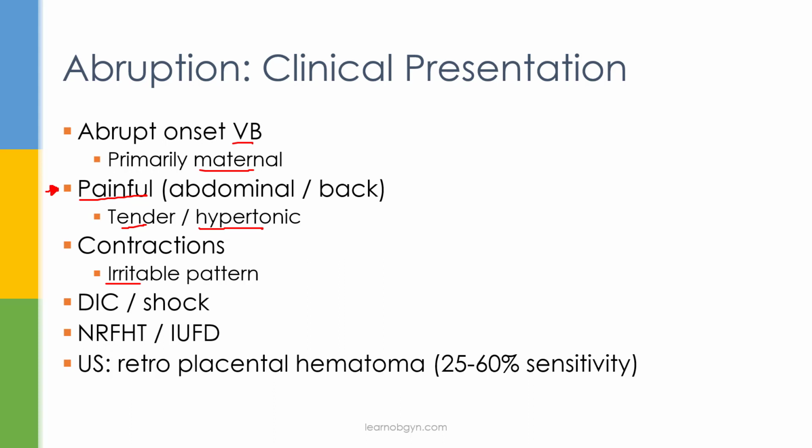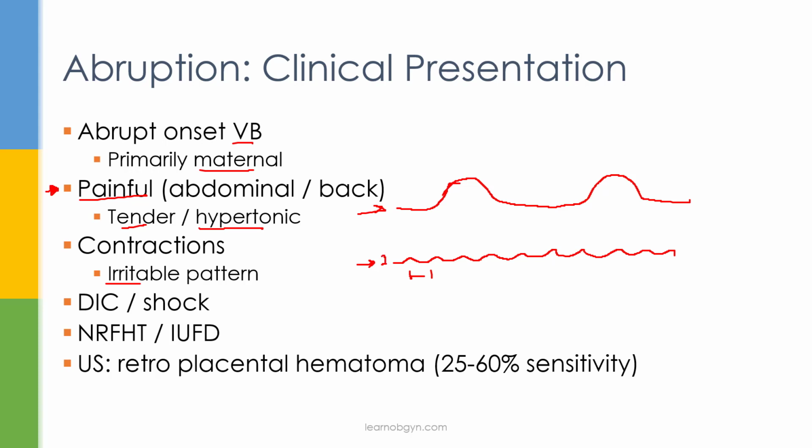And what do I mean by irritable? So if we say that this top pattern here is normal, contractions every 3 minutes or so, the irritable pattern looks a little bit more like this. The frequency is much greater and the amplitude is usually a lot shorter. You don't always see this, but if you do see this, you should be a little bit more suspicious of a possible abruption.